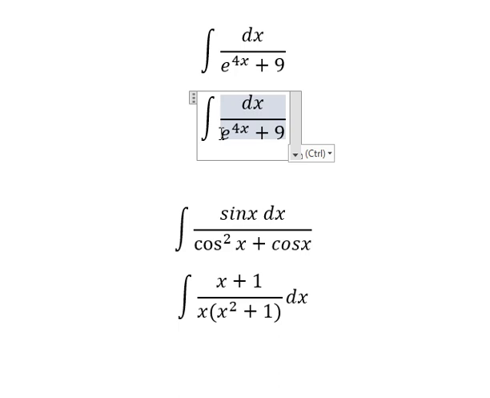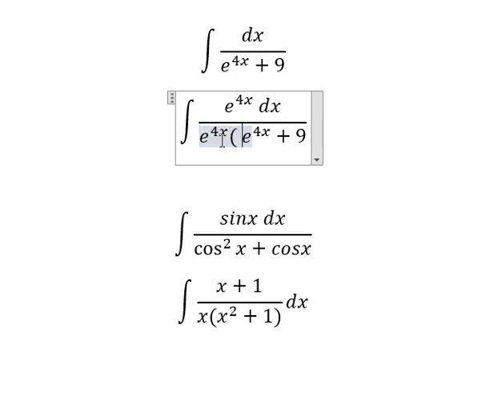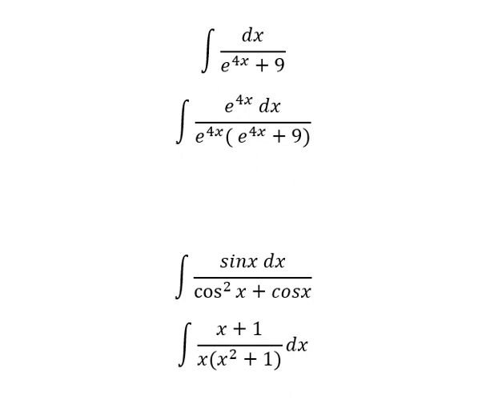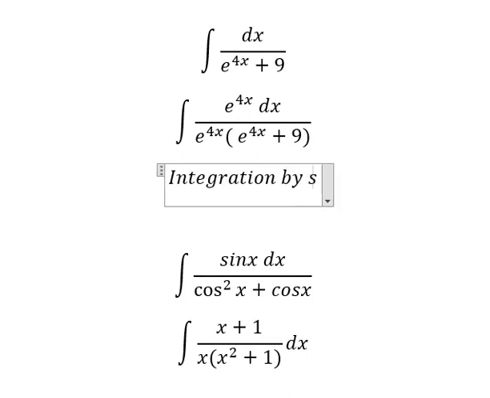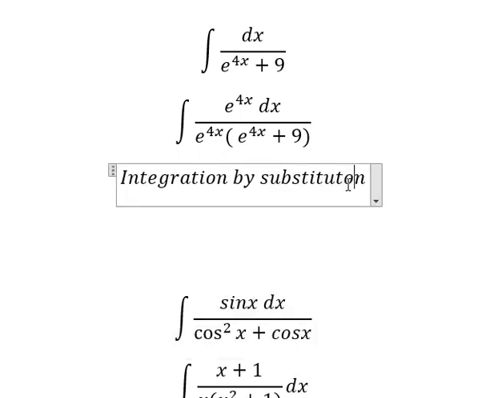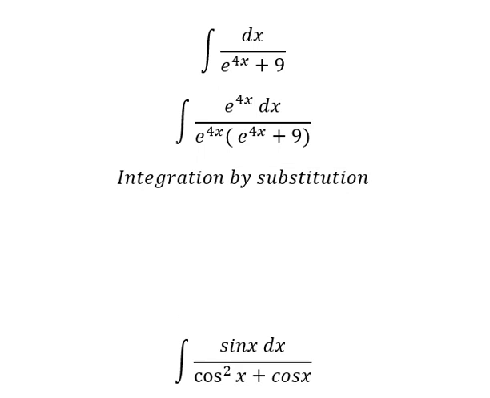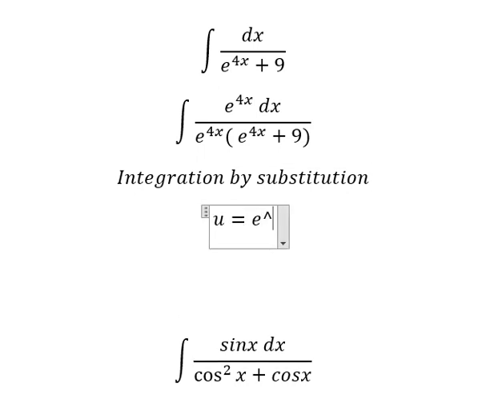I need to multiply by e to the power of 4x on numerator and denominator. So we can use integration by substitution. So I will put u equals e to the power of 4x.